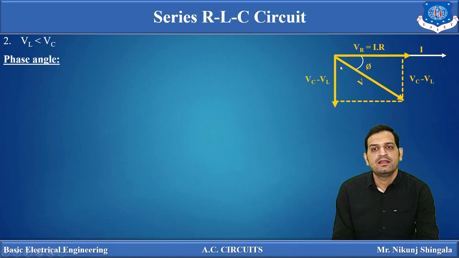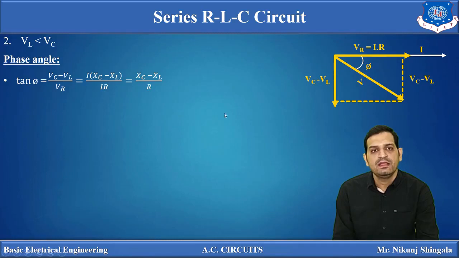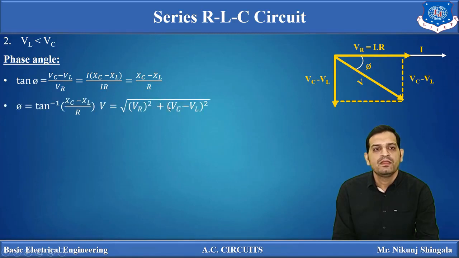Now the phase angle. From this phasor diagram we can also determine the phase angle of the circuit. So tan phi is equal to (VC minus VL) divided by VR. Putting the value of VC minus VL in terms of I and X, it will be I(XC minus XL) divided by I into R, since VR is nothing but IR. Now I gets cancelled from numerator and denominator. So finally tan phi is equal to (XC minus XL) divided by R. So phi is equal to tan inverse of (XC minus XL) divided by R. And the resultant voltage V is equal to square root of VR square plus (VC minus VL) whole square.